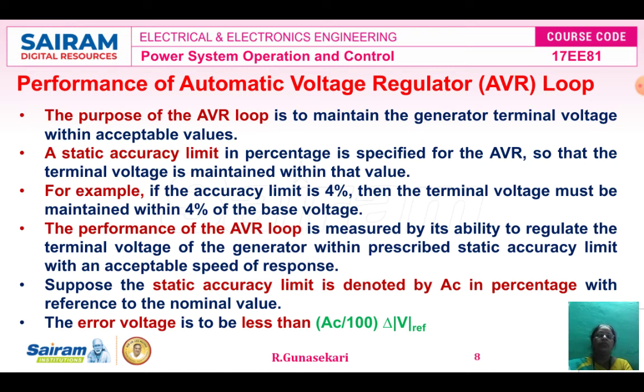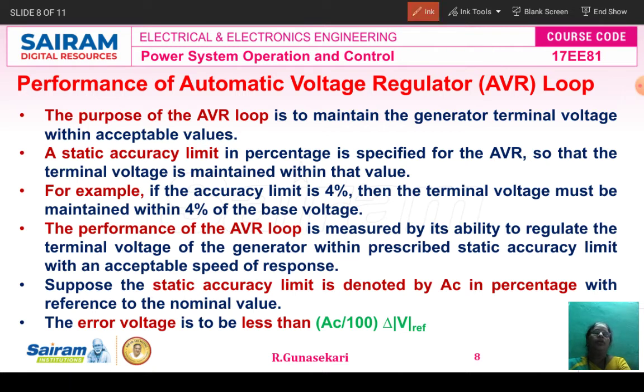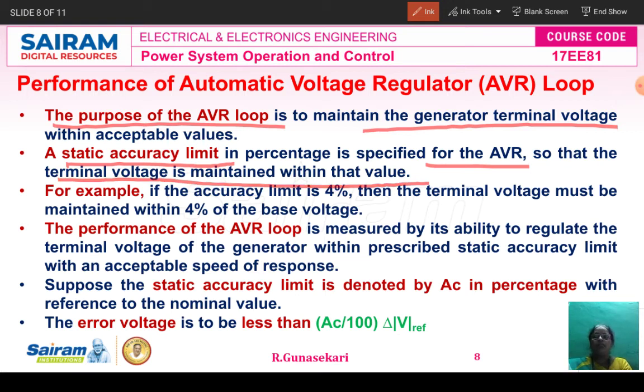Now we study the performance of the automatic voltage regulator. The purpose of the AVR loop is to maintain the generator terminal voltage within the acceptable value. There is a static accuracy limit, represented by a percentage, which is specified for the automatic voltage regulator. Therefore the terminal voltage is maintained within the static accuracy value. For example, if the accuracy limit is 4%, the terminal voltage is maintained within 4% of the base voltage.